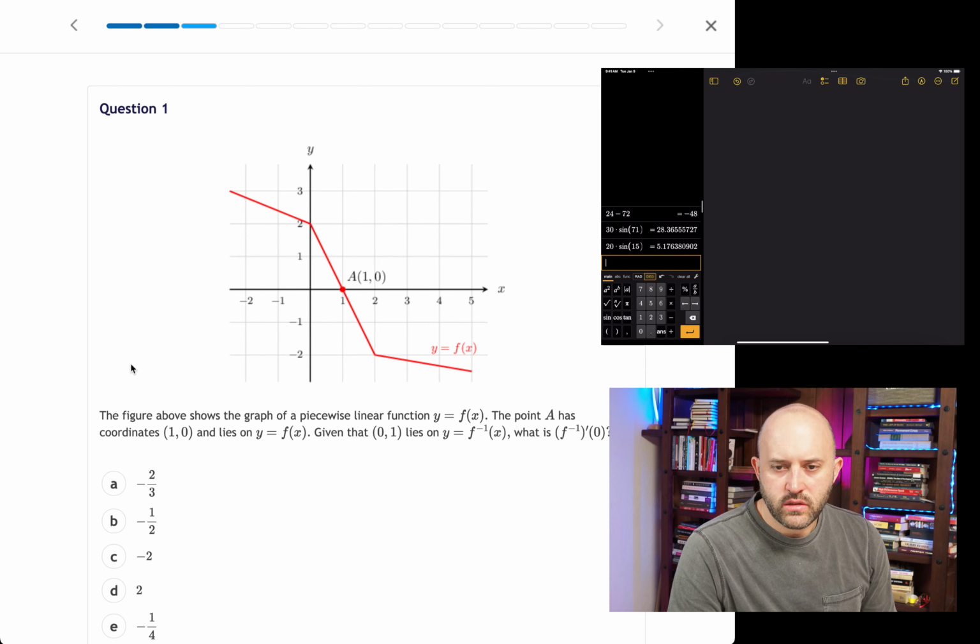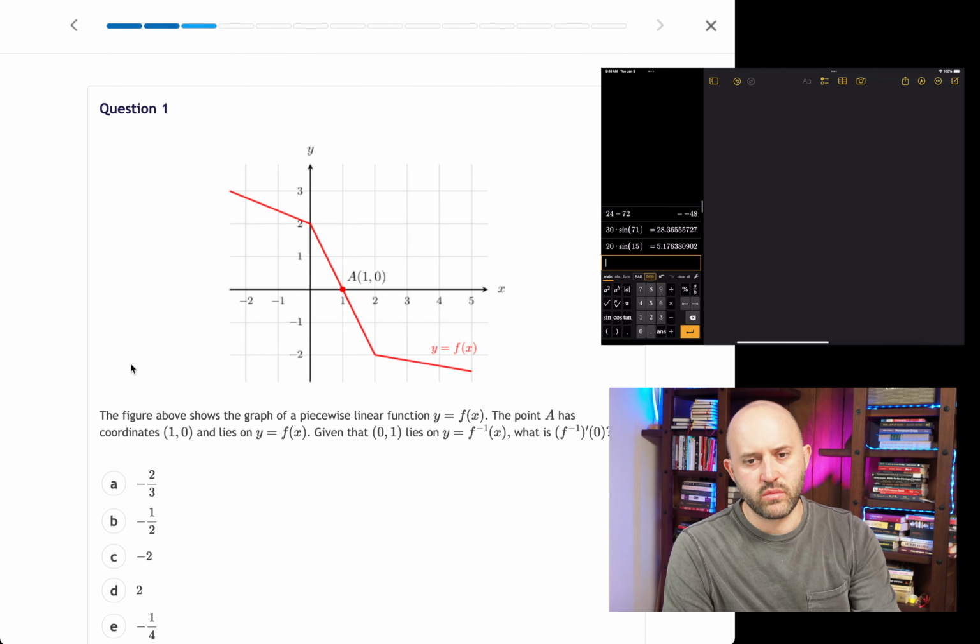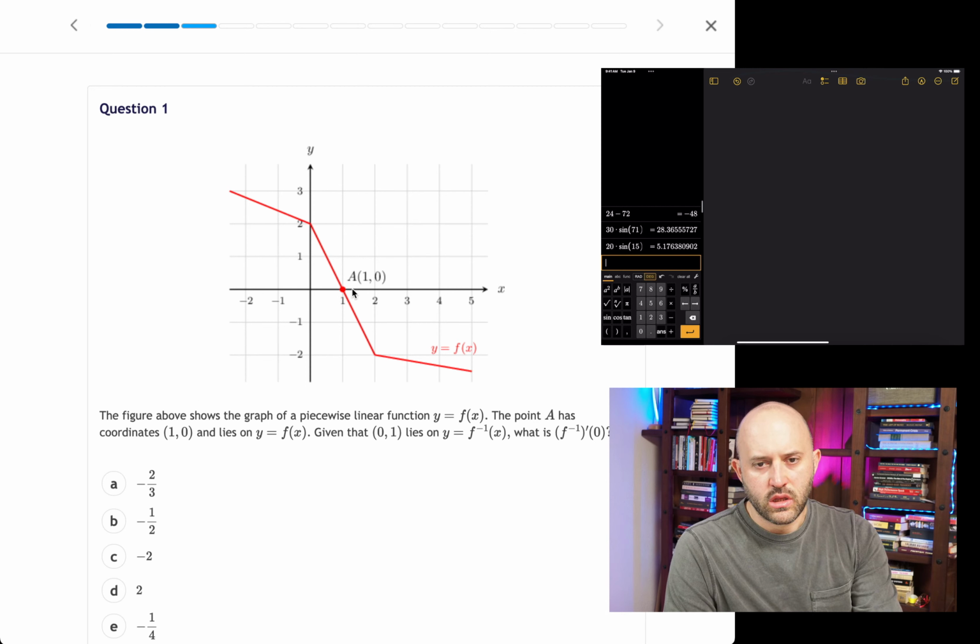Point A has coordinates 1, 0 and lies on f of x, given that 0, 1 lies on the inverse. Oh, okay. What is the derivative of the inverse at point 0? It's simply 1 over the derivative here. So this looks like it goes down 2 every 1 it goes over, so it's a negative 2, so I would say negative 1/2.